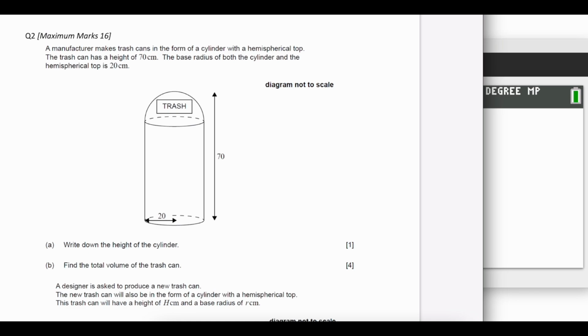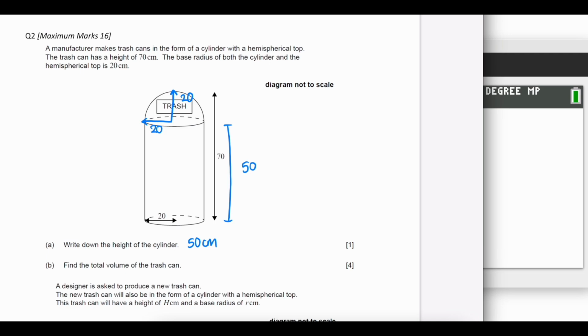If we know that the radius is 20, that's given to us just here, then the radius of the top of the cylinder must also be 20. And since it's a sphere or ball shape, this is also the radius and therefore also 20. So the height of the cylinder part is 70 minus this 20 here, and therefore is 50. So the height of the cylinder is 50 centimeters. Don't forget your units. It's not labelled on the diagram, but the question clearly tells us it is in centimeters.